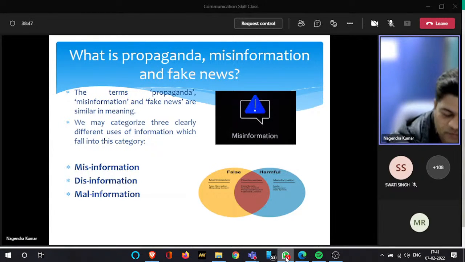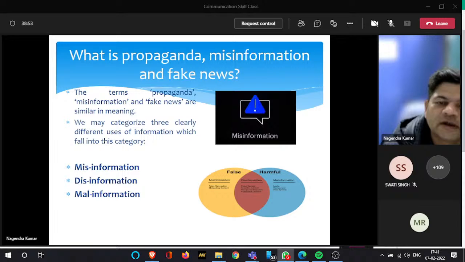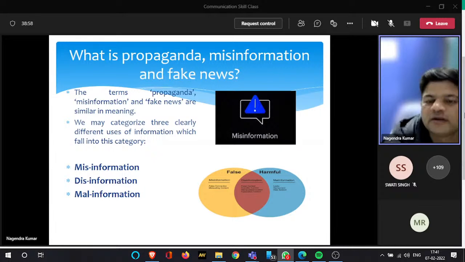Pakistani media does this kind of propaganda against India, and so I mean this is part of it, and misinformation is also given.